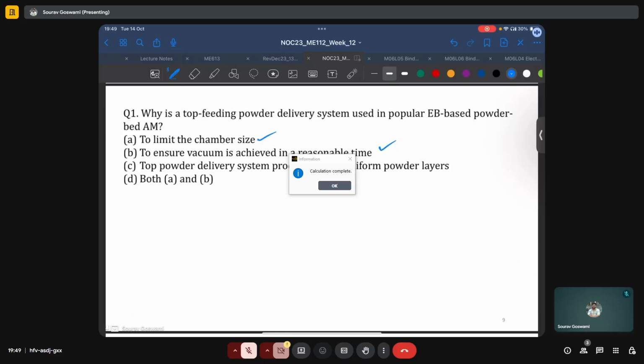But the top powder delivery system did not produce more uniform powder layers. In fact, the uniformity of the powder layer which is spread will be controlled by the recoating process, whether we are using a doctor's blade or a slot type recoater or say a roller, and whether that roller has forward motion or counterclockwise motion. And so option C is not correct. Both A and B are correct.